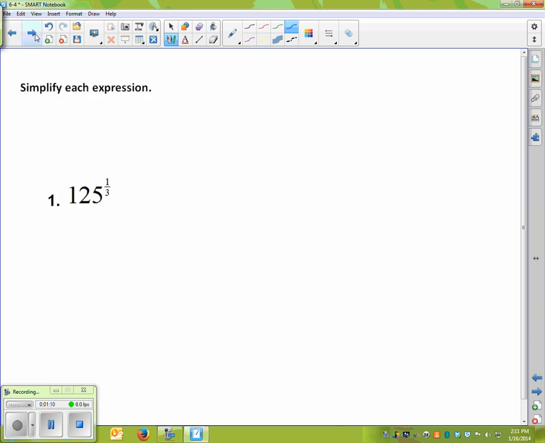So let's look at a few problems. The first one I have is the cube root of 125. Because it was to the 1/3 power, the 3 is my root. This one I can type in the calculator, and it comes out as 5.